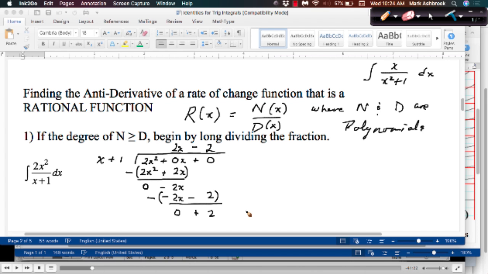So now we're done with our columns. So the quotient, so this 2x squared over x plus 1 equals the quotient plus the remainder over the divisor, right? So it's going to be my 2x minus 2 plus the remainder divided by the divisor.